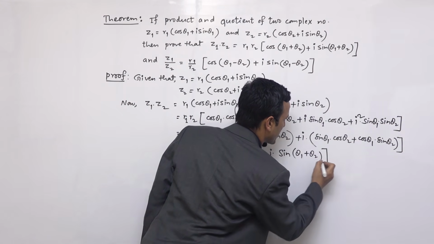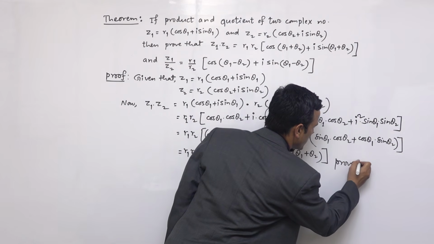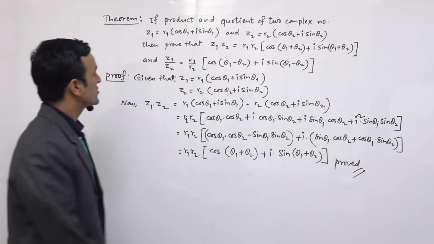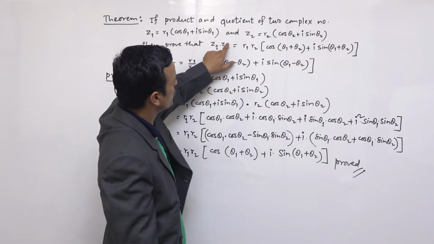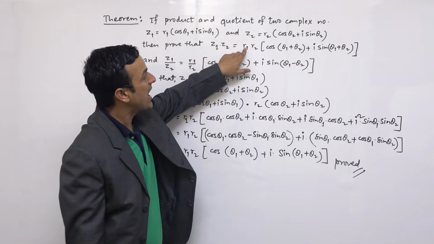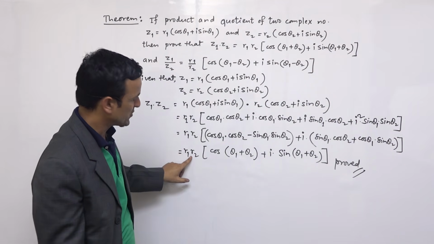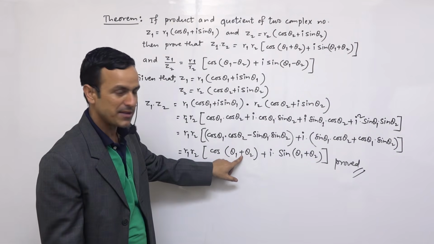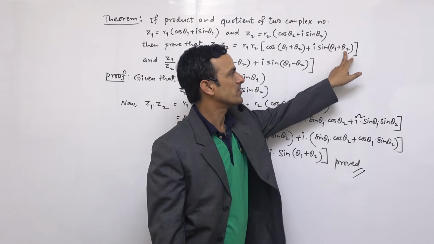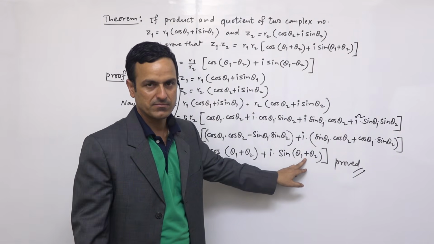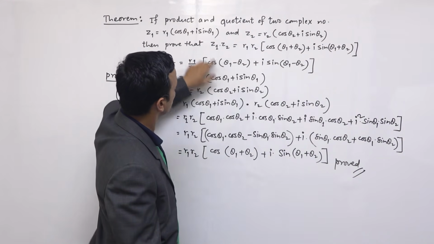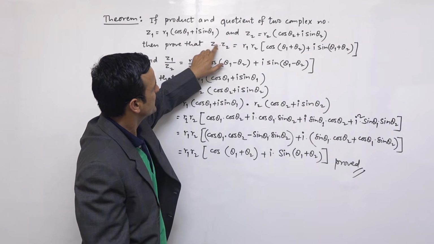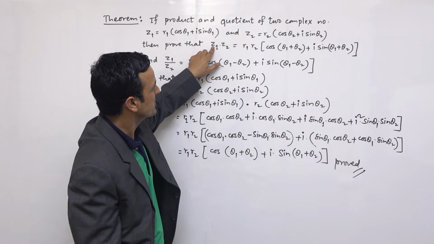So this is the formula. In this way we can prove this relation. So this is the answer. Z1 into Z2 is equal to R1 R2. It is also here, and cos(theta 1 plus theta 2) is the same, and i sin(theta 1 plus theta 2) is also the same. So in this way we can prove the product of these two complex numbers.